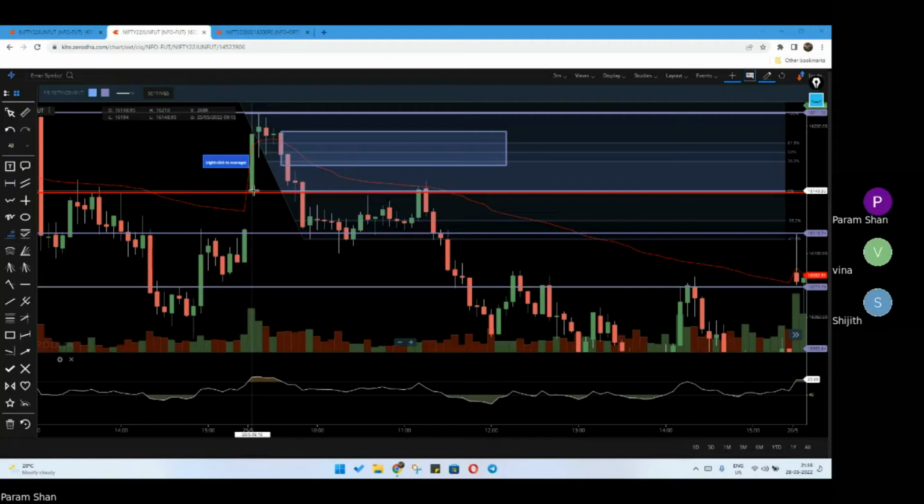So now we will identify the patterns. This formed one symmetrical triangle, broken down. We have taken all the profits, right? So now, using that, the next pattern is the descending triangle. Are you able to see the descending triangle?